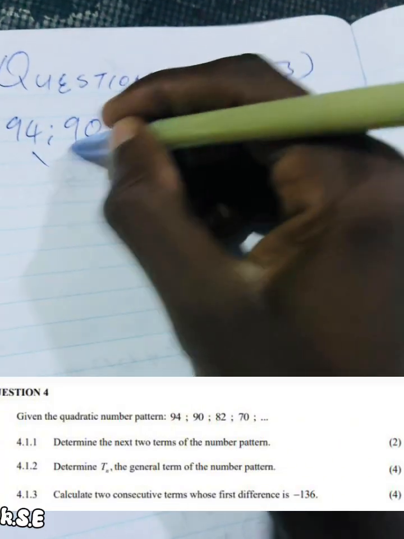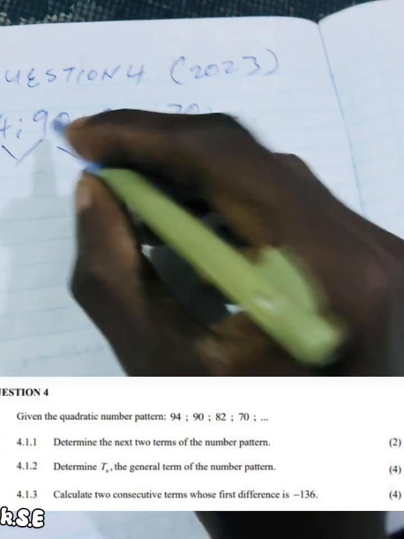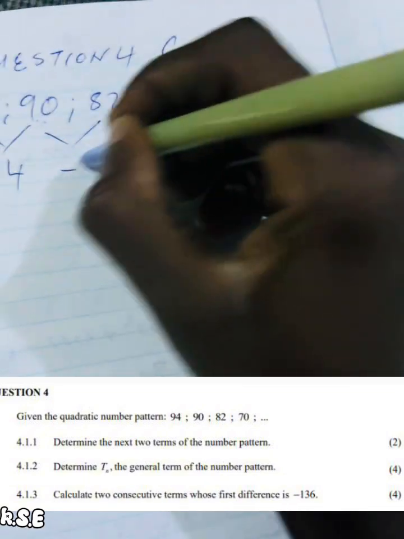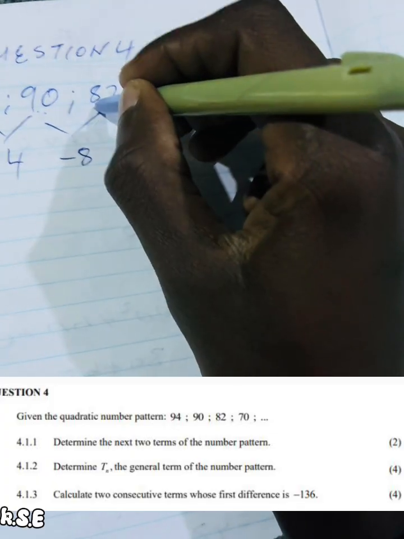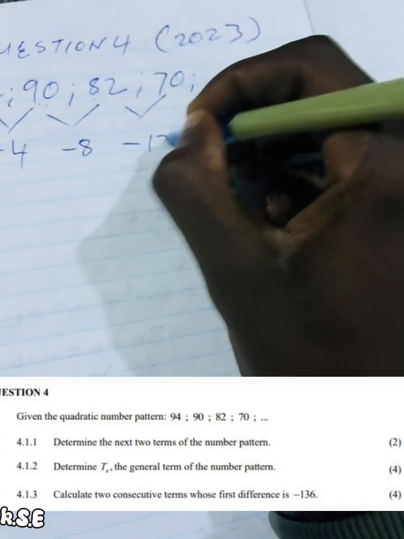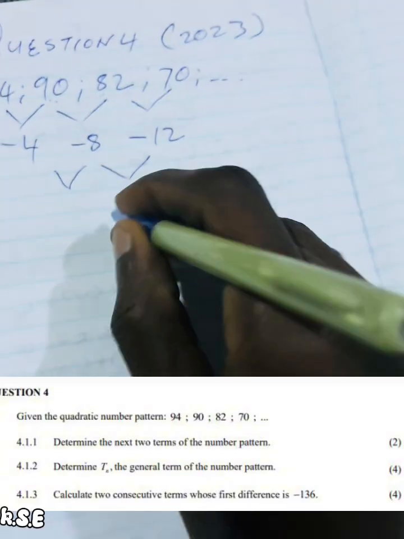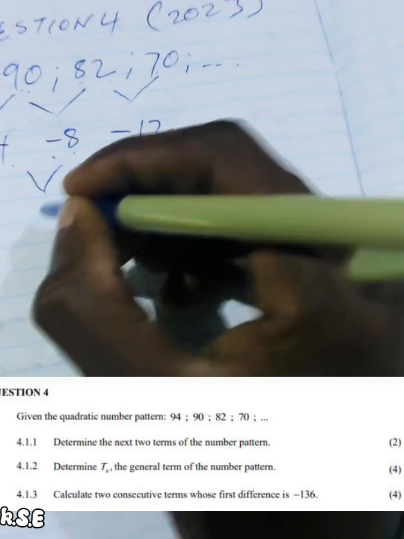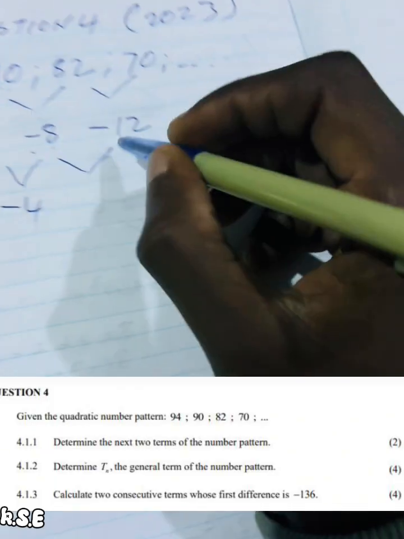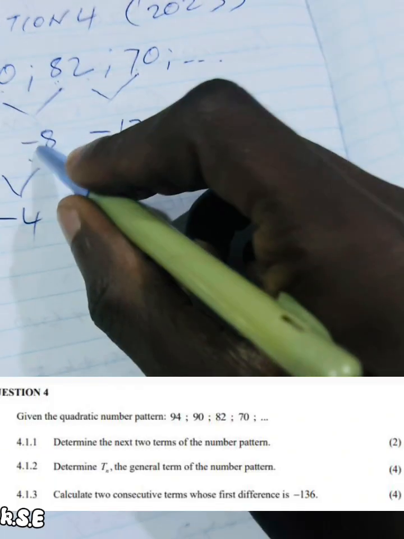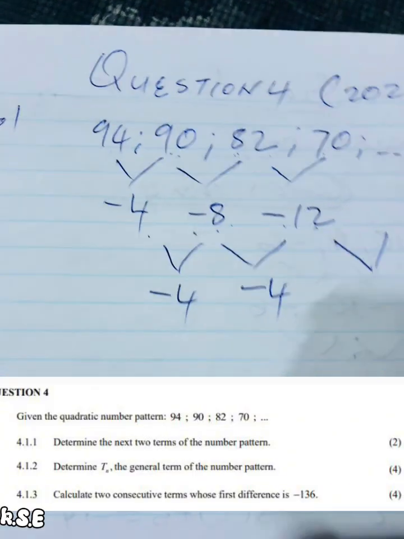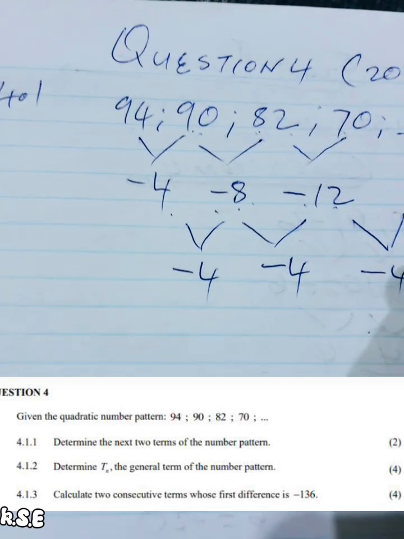Before we do this, we can do it like this. 90 minus 94 is negative 4. 82 minus 90 is going to give us negative 8. 70 minus 82 is going to give us negative 12. Come back to the second difference. Negative 8 minus negative 4 is going to give us negative 4. Then negative 12 minus negative 8 gives negative 4. So now if we move on to the next one, we have to continue like this.